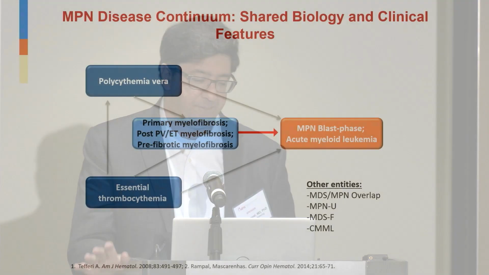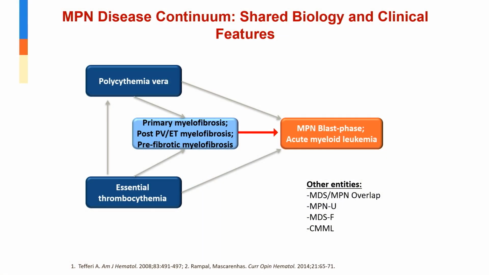So let's start with the basics, which is that we like to put things into boxes, right? That's how we try to categorize things. And so we have PV, and we have ET, and we have MF. The reality is they don't always care what we think the disease is. There's a lot of overlap between them, and that's an important thing to recognize, and I'll come back to that at the end of the talk.